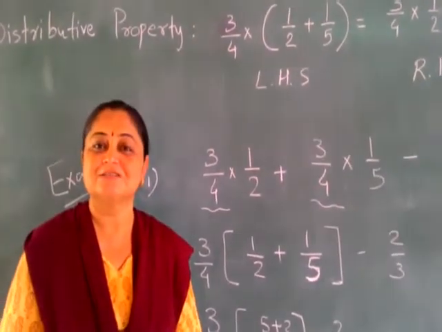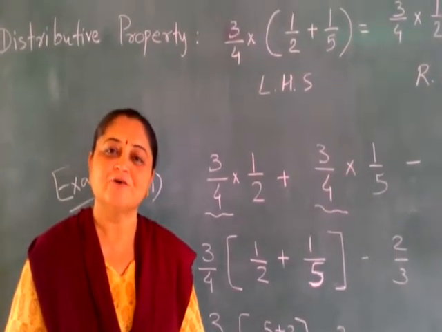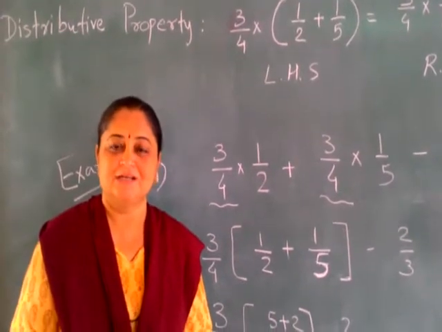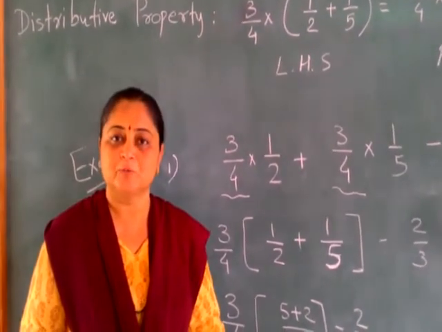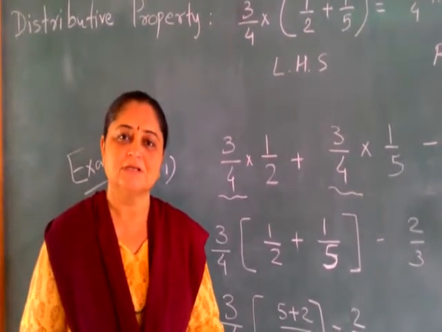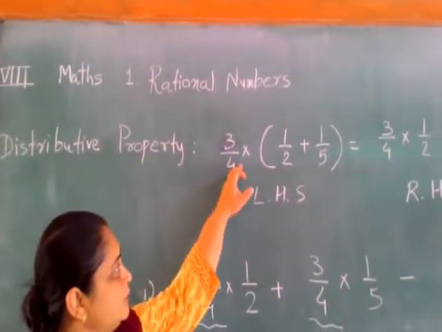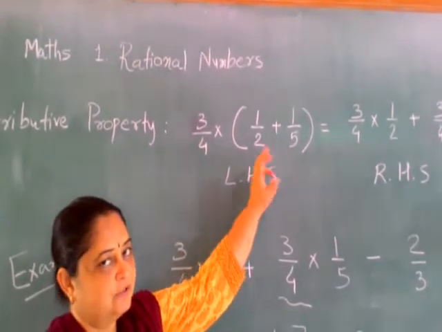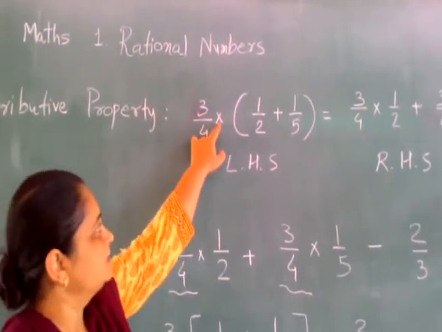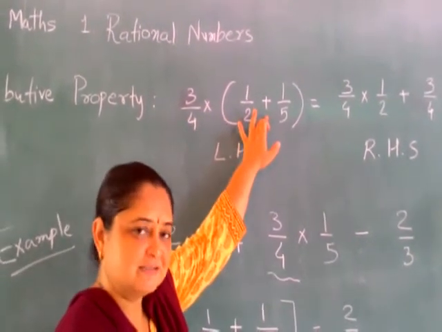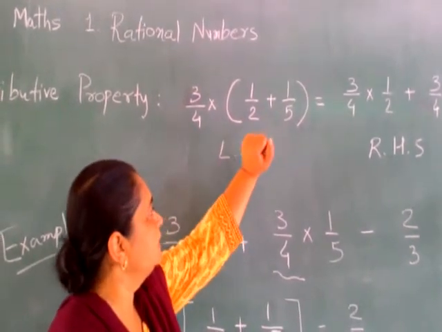Students, let's start our study from the last point of my explanation. The last point was the distributive property of rational numbers. What was that? See here: 3 by 4 into (1 by 2 plus 1 by 5). Three terms are there. One sign is multiplication, and inside the bracket there is a plus sign.